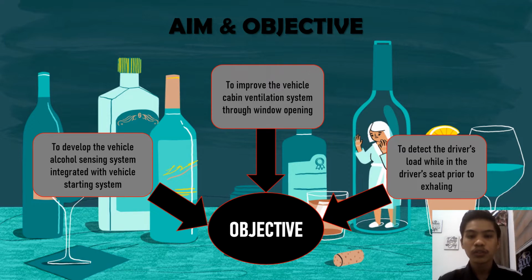Secondly, to improve the vehicle cabin ventilation system through window opening. The window automatically opens with a 90-degree rotor spin to make sure the driver is still safe when they cannot start the engine of their car. Thirdly, to detect the driver load while in the driver's seat prior to exhaling. The driver must enter the car first before any sensor detects, to make sure the driver cannot cheat the system by ordering others to start the engine.